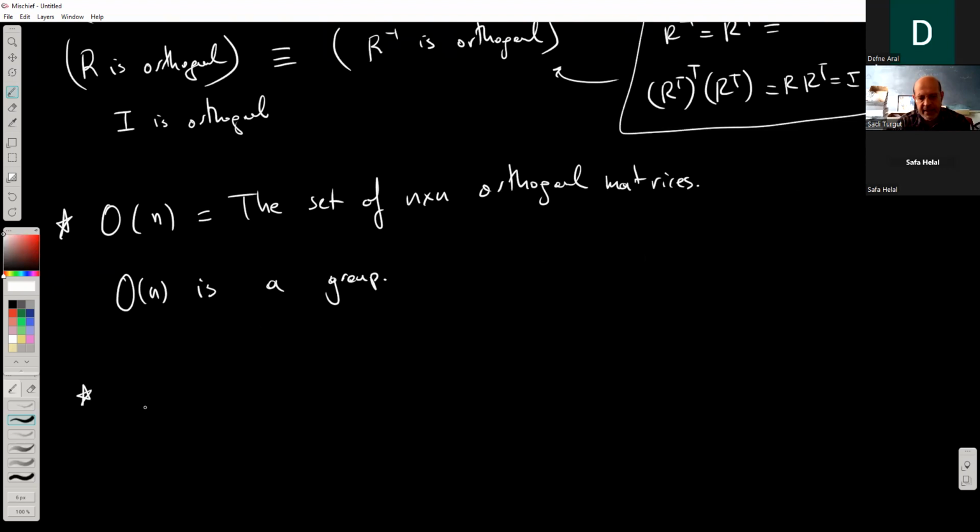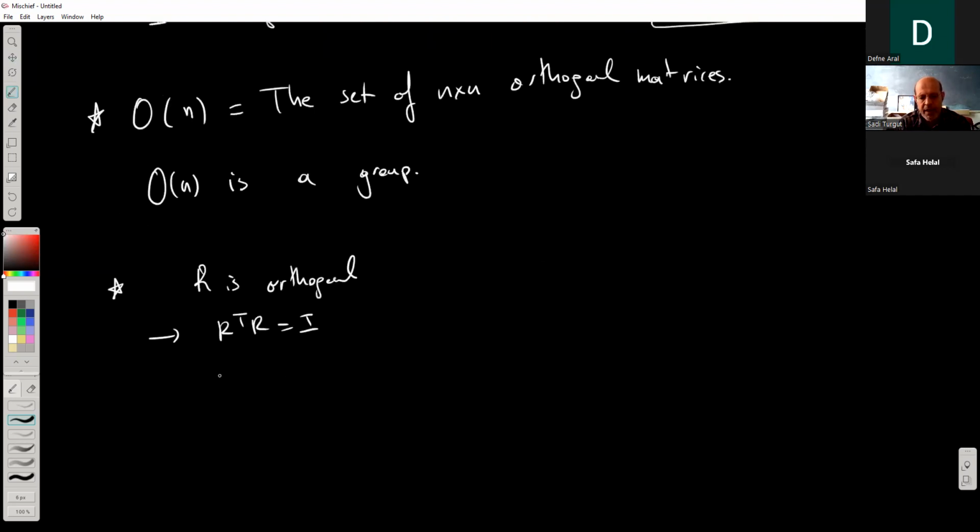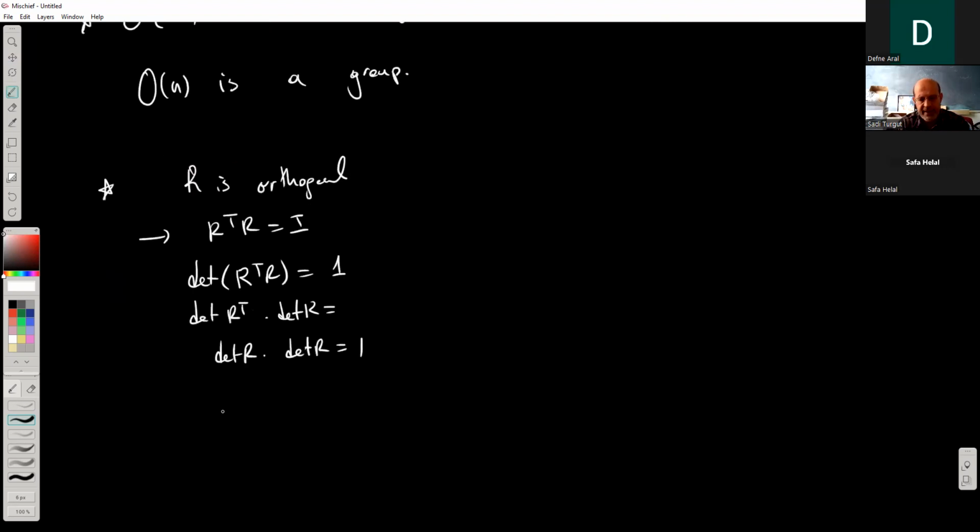There's another thing here, about the determinant. If R is orthogonal, that implies R transpose R is equal to the identity. Now take the determinant of that equation: the determinant of the identity is 1. The left-hand side is the product of determinants, and the determinant of the transpose is the same as that of the original matrix. So the determinant of an orthogonal matrix squared is equal to 1, which implies the determinant is either +1 or -1.